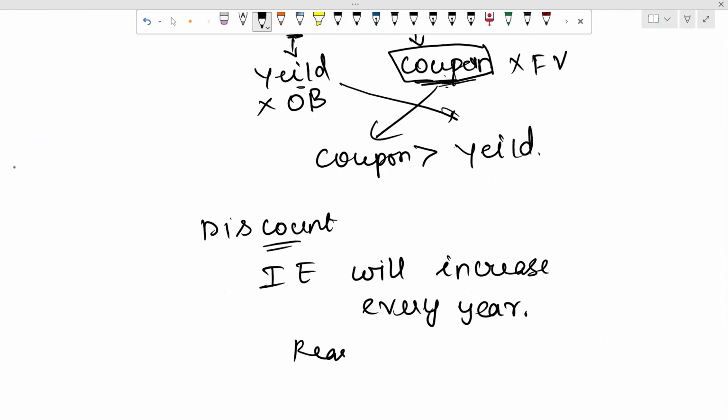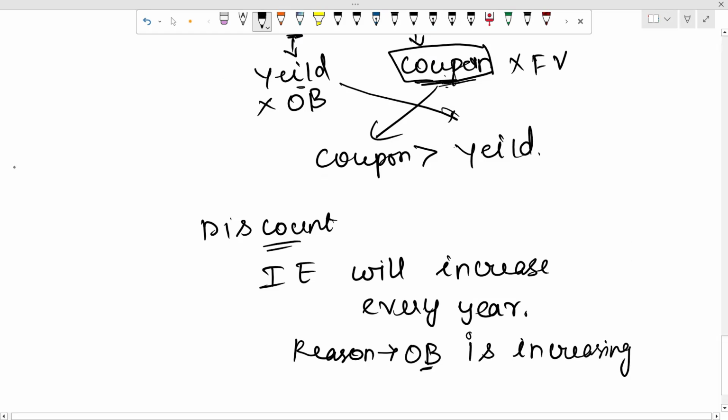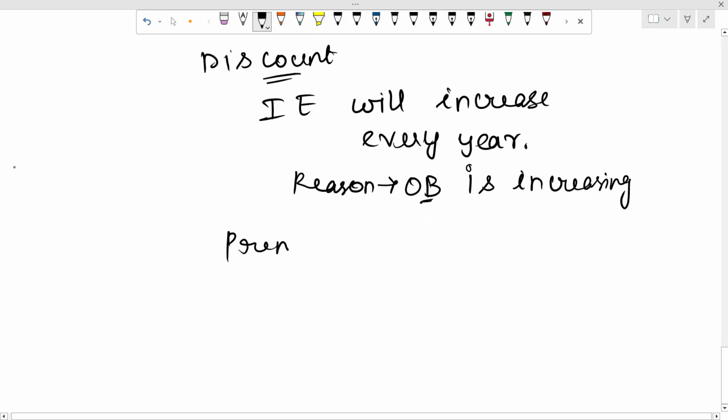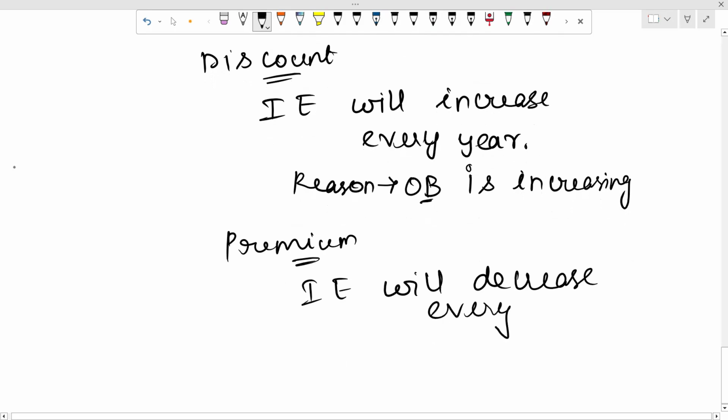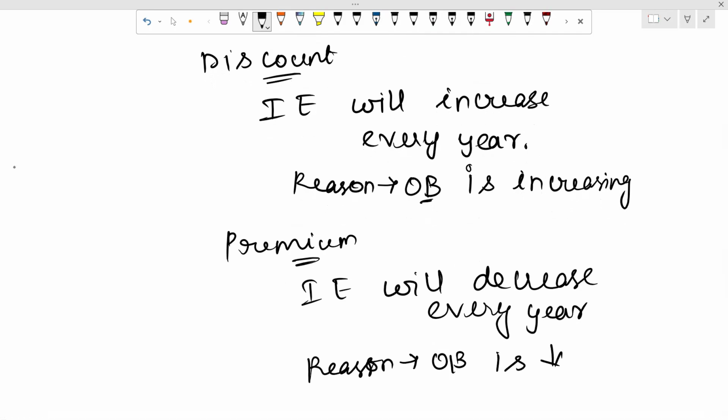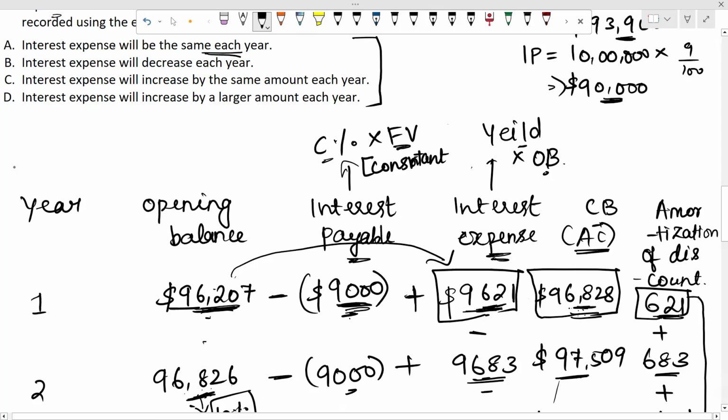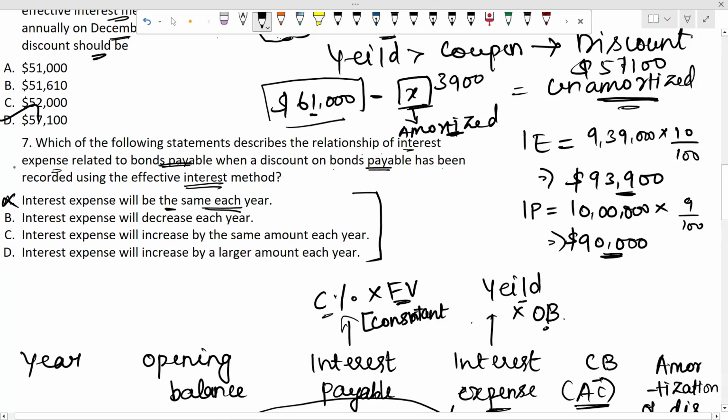Because, reason, the opening balance, which is used as the basis for calculating interest expense, is increasing. But what if the bonds are issued at premium? If the bonds are issued at premium, then interest expense will decrease every year. So why will interest expense decrease? Reason, just opposite. If bonds are issued at premium, then opening balance is decreasing. So option A is not the right answer because interest expense doesn't remain constant every year.